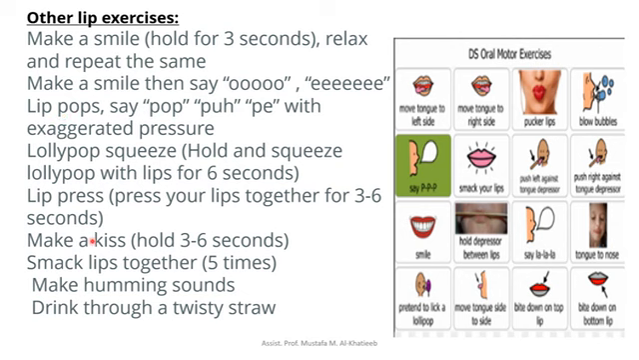Also, the lip exercises: make a smile, hold for 3 seconds, relax and repeat. Make a smile, then say O-E. Lip pops: say pop, po, p with exaggerated pressure. Lollipop squeeze: hold and squeeze a lollipop with lips for 10 seconds. Lip press: press your lips together for 3 to 6 seconds. Make a kiss, hold 3 to 6 seconds. Smack lips together 5 times. Make humming sounds, and drink through a twist.